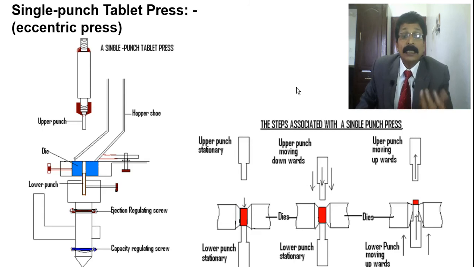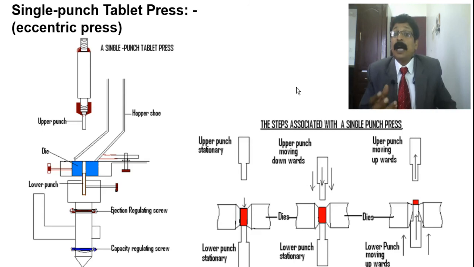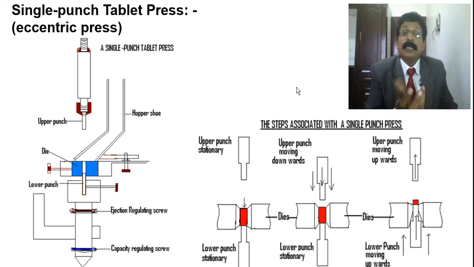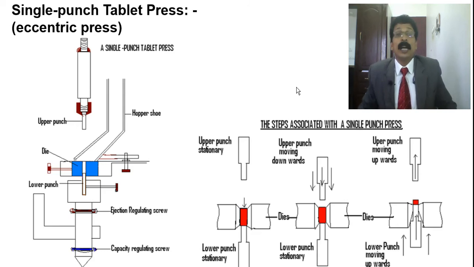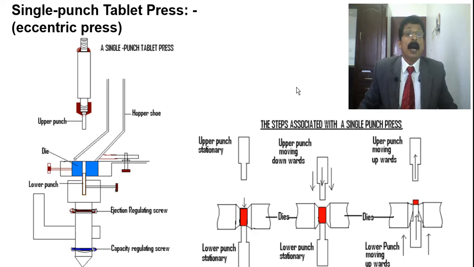And then the capacity regulating screw. What is the capacity? Tablets will have different weights, different hardness, different thickness. These can all be adjusted by this capacity. The capacity of the die, when you adjust it by the screw, gives the capacity of the tablet which you are going to manufacture. And you can see the upper punch, that will be at the top.